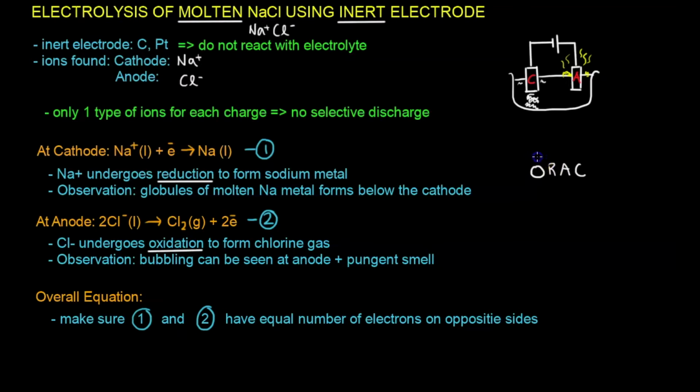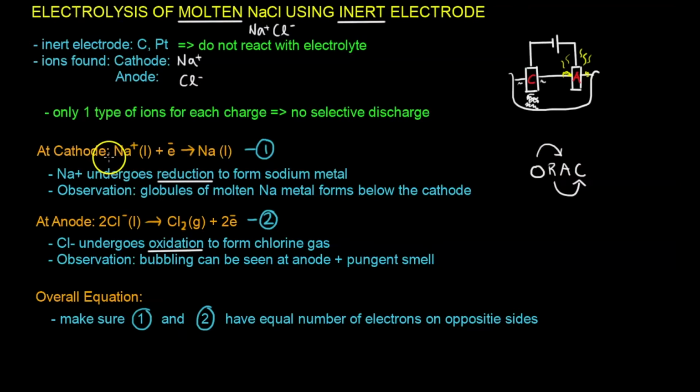It just means that oxidation always happens at the anode, and reduction always happens at the cathode. Again, the process of oxidation always happens at the anode, you can see here, whereas the process of reduction always happens at the cathode. So this is how you can remember them, if it helps.